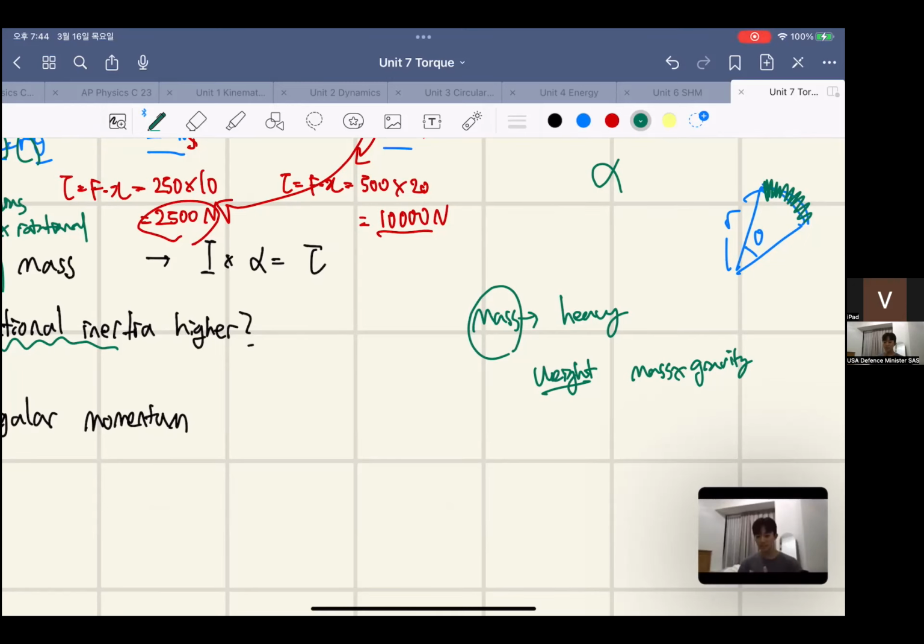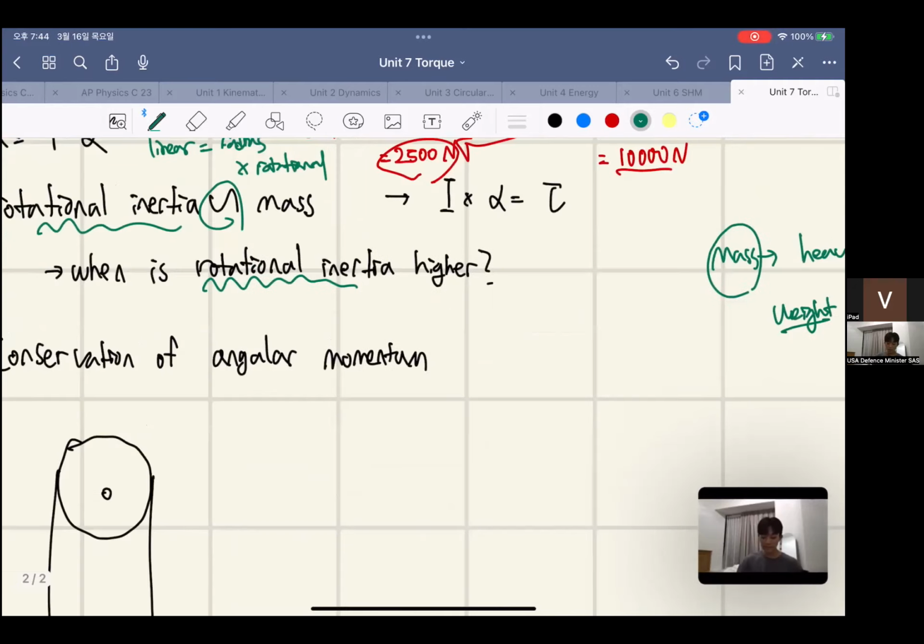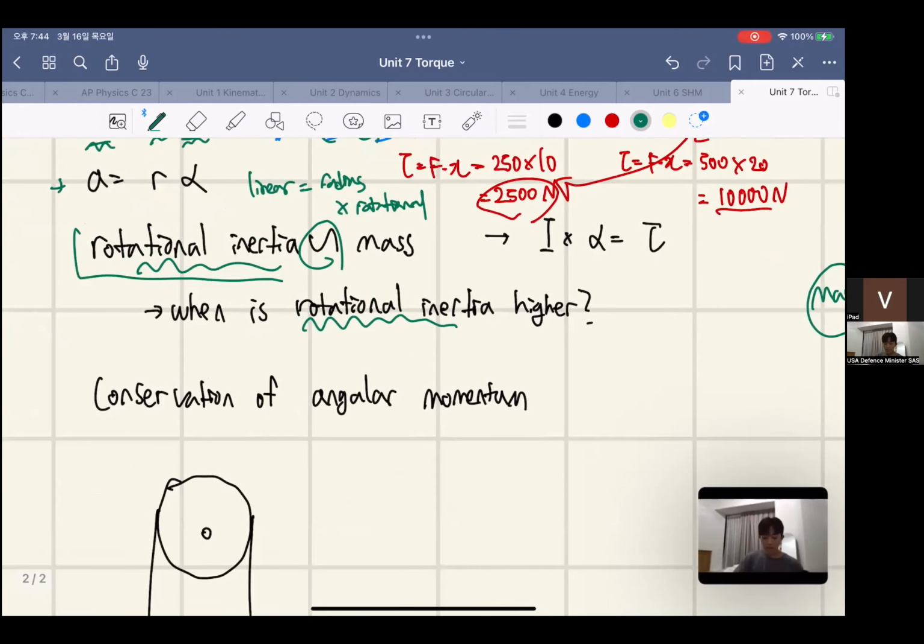That being said, rotational inertia means literally the same thing in the angular world. It means how well a certain object can resist rotating. Meaning that if a certain object has high rotational inertia, it's harder to rotate that object.